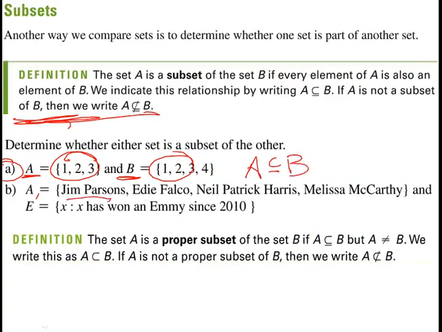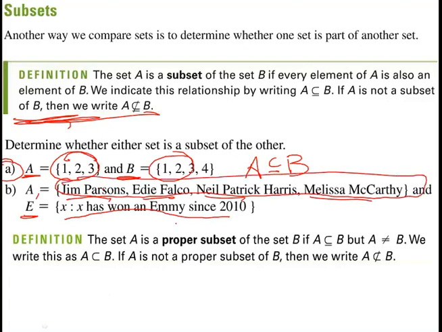Now here we've got Jim Parsons, Eddie Falco, Neil Patrick Harris, Melissa McCarthy. And then our other set is E: X such that X has won an Emmy since 2010. So all these people have actually won an Emmy since 2010. Our job is to recognize that and say A is a subset of E. But we can't go the other way because there have been more people that have won an Emmy since 2010, and these are not all of them. So it's only A is a subset of E, not E a subset of A.